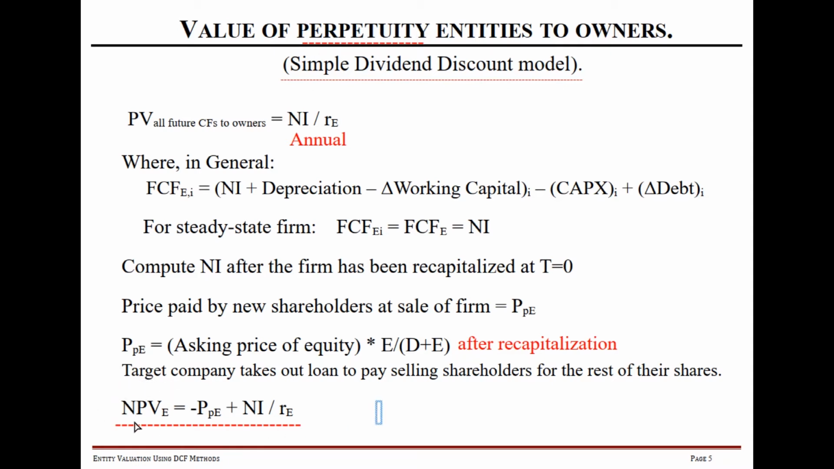The NPV for this project is the amount of money that we're going to have to spend to purchase some of the shares, the existing shares right now. And again, that probably won't be 100% of the shares, plus the net income. And this is the post-recap net income divided by our cost of capital. So that's pretty much it for valuing a perpetuity situation entity for shareholders only.